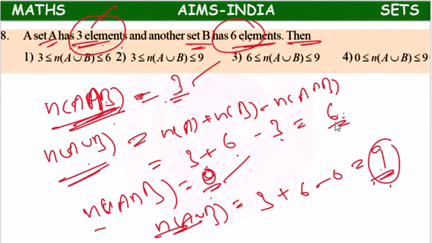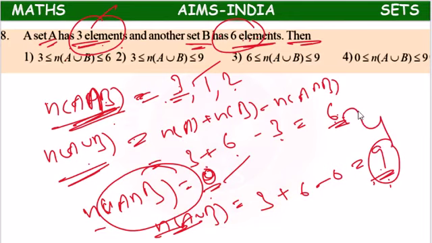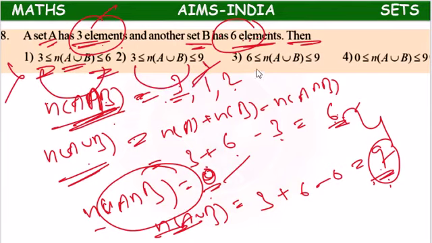So it may be equal to 6 or it may be equal to 9, or if you take common element 1, common element 2, the middle values will come. So n of A union B lies between 6 and 9. Lies between 3 and 6, wrong. Lies between 3 and 9, wrong. Lies between 6 and 9, correct. Third option is the correct answer.